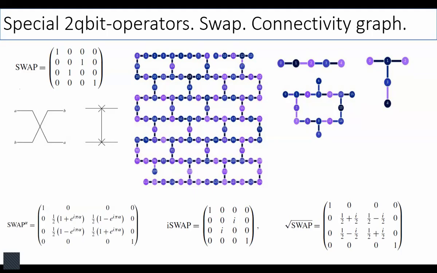Moreover, it can also implement swap to the power alpha. iSWAP is not necessary, so that's another operator. It does not follow from the fact that you can implement swap that you can implement iSWAP. If the two qubits are equal, you don't change them. If they are not equal, you change them and multiply by i, by the imaginary unit. So this is the story.